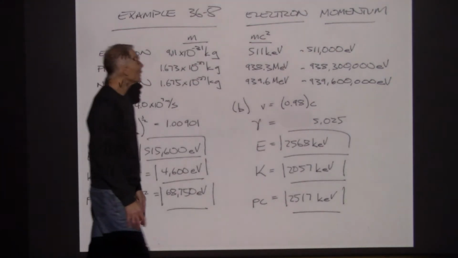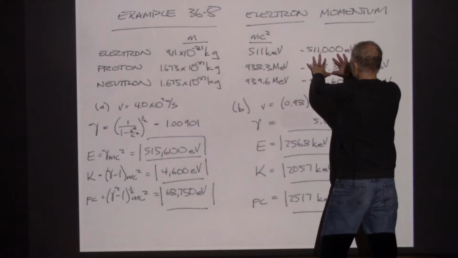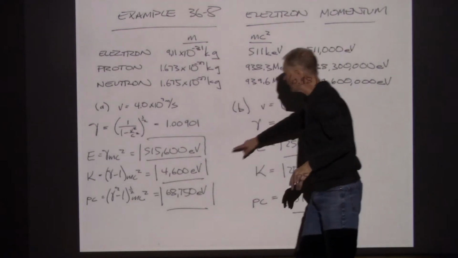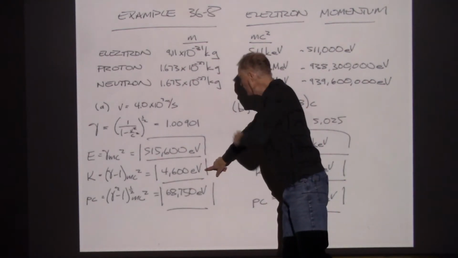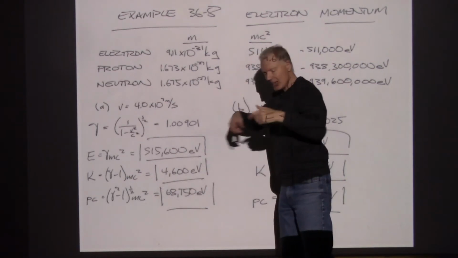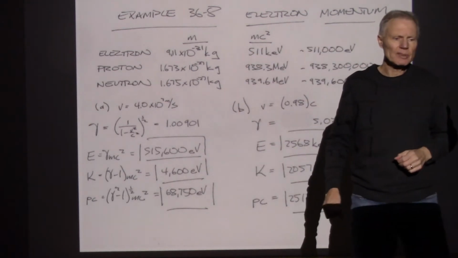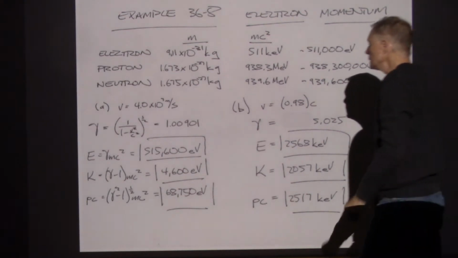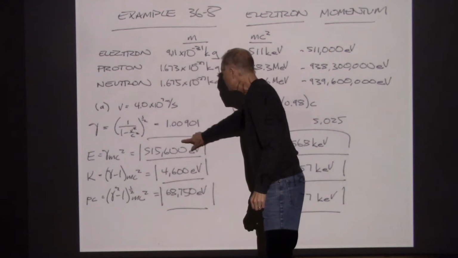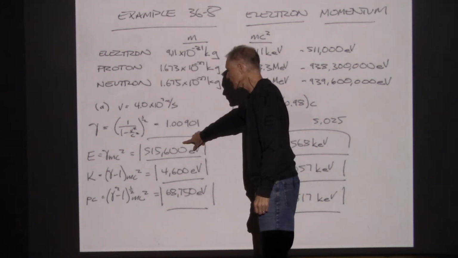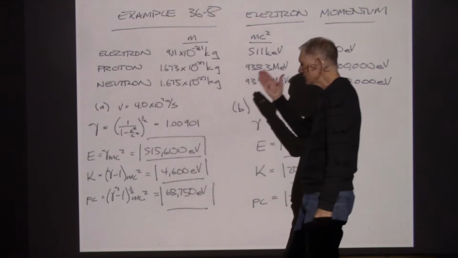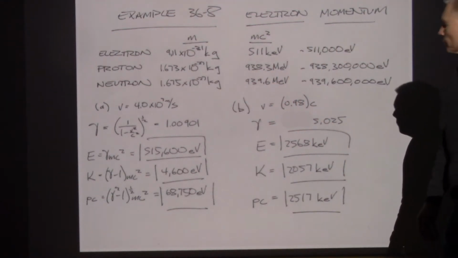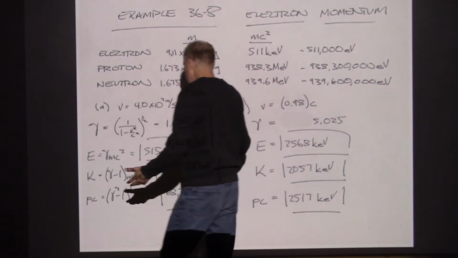All right, so this is the mass energy of our electron, 511,000, and what we've calculated is that at this speed, the electron, in addition to its mc squared energy, now has kinetic energy as well, and so we add this on to get the total energy of that electron. In a reaction, it's the total energies that are conserved. Now, how much momentum does it have?